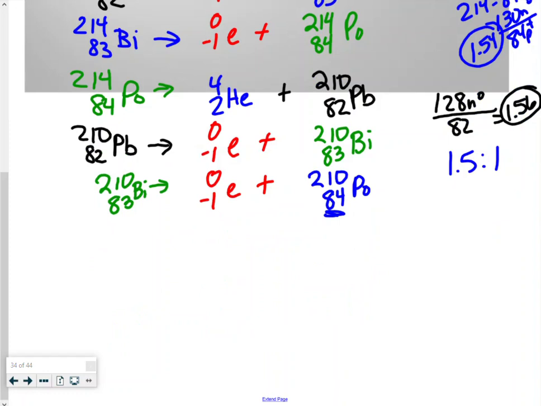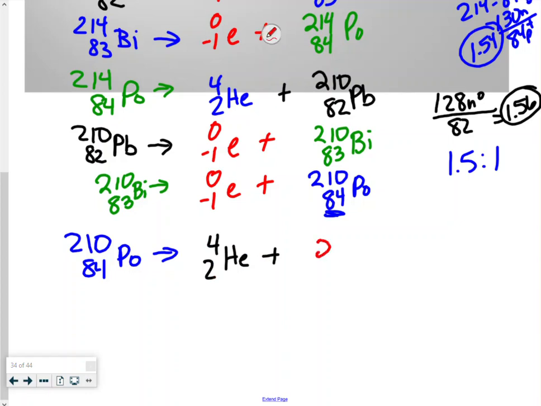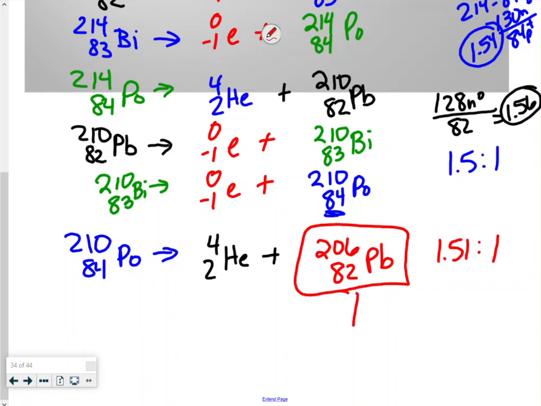So let's look here and transfer it over. We have 210, 84 polonium. It's going to undergo which one? Alpha. Hopefully it's our last one. Let's hope it is. And we end up with 206, and it's going to be 82, which is back to lead. Let's check the ratio, make sure it's all good. It ends up being 1.51 to 1, so we get to stop our last ultimate daughter here.